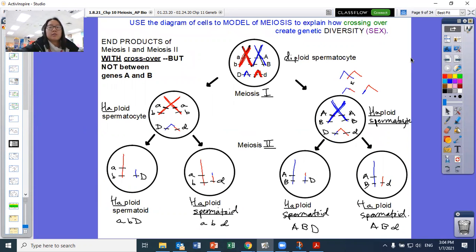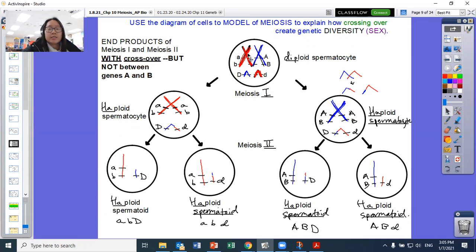Here we're going to talk about crossing over, creating genetic diversity. So we know that crossing over is when pieces of homologous pairs that are overlapped when they're next to each other during Meiosis 1 are swapped with each other. So when you have these next to each other here, we're going to do crossing over, but not between genes A and B. That means we're going to cross over in gene D, which is on the small chromosome.